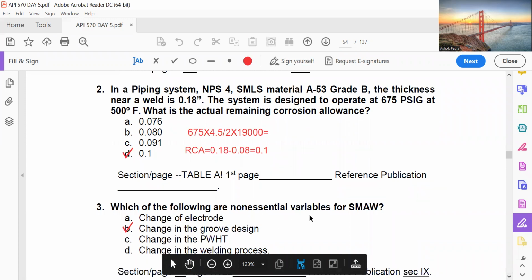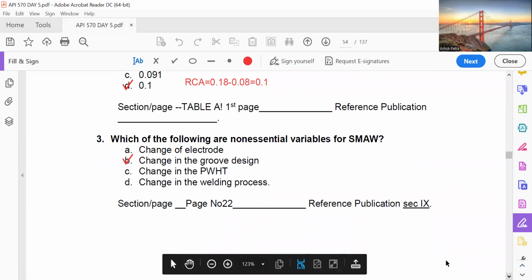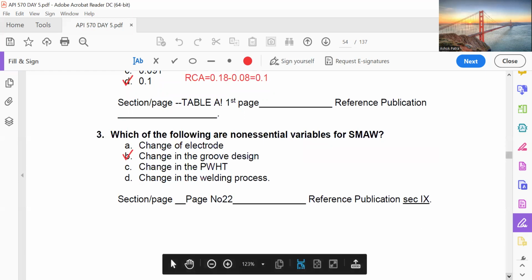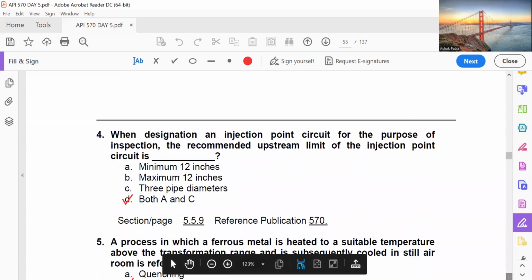Which of the following are non-essential variables for SMAW? Change in groove design is non-essential. Essential are change of electrode and change of PWHT. Electrode means F number. Change of welding process, so you cannot change it.